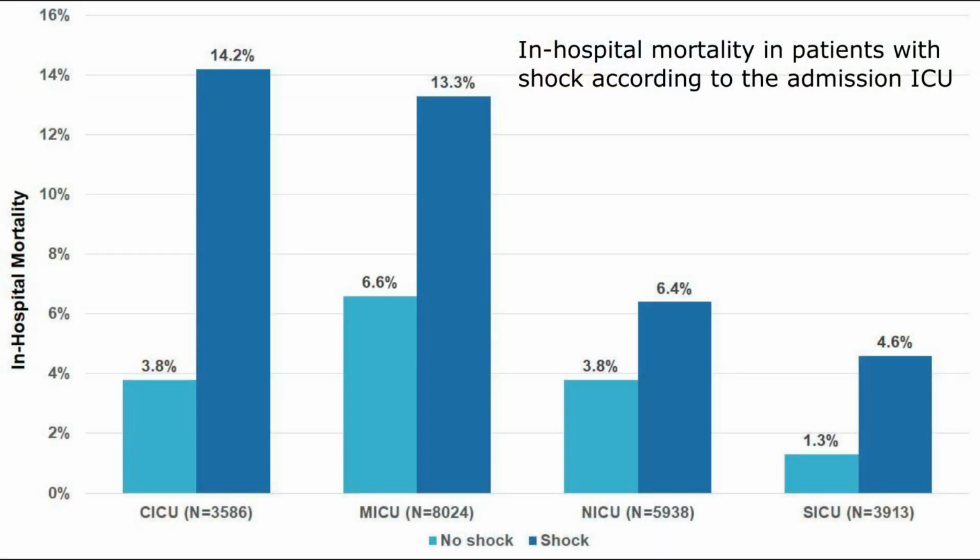But overall, I found a very consistent association in the cardiac ICU, medical ICU, and surgical ICU between escalating shock severity defined by the SCAI shock classification and both overall and adjusted in-hospital mortality.